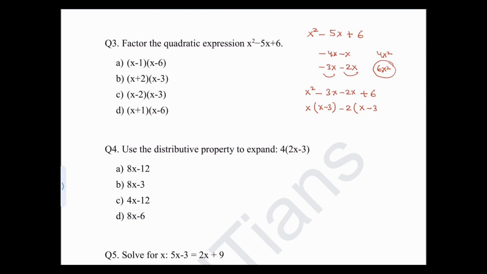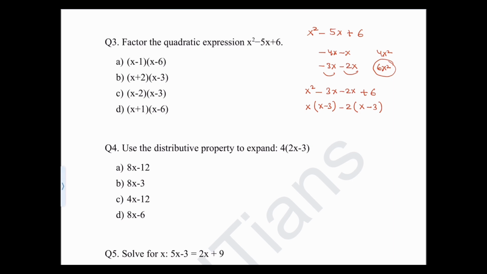Obviously it's minus 3, right? So we get this. Now x minus 3 is the common thing in both of these, so we can take out x minus 3 as common, and we can see what we should multiply x minus 3 with. We can multiply it with x, and we have to multiply it with minus 2. So our expression becomes x minus 3 multiplied with x minus 2, which is our option C. Hence, option C is the correct option.